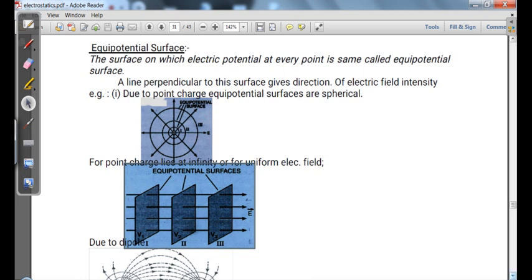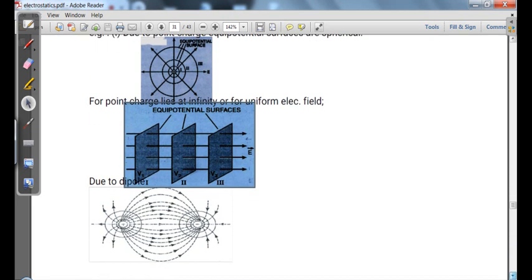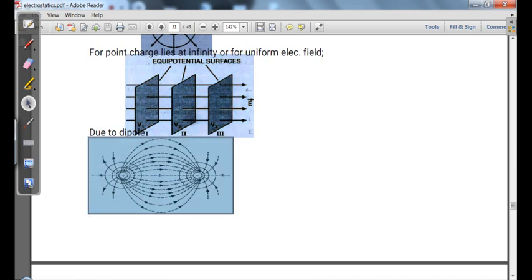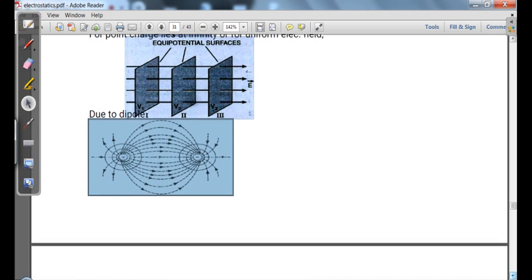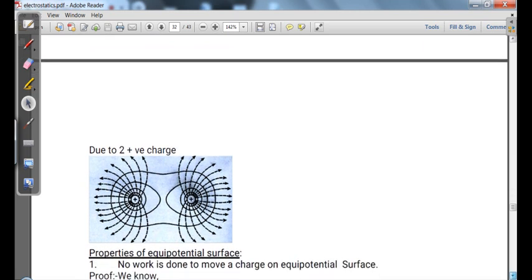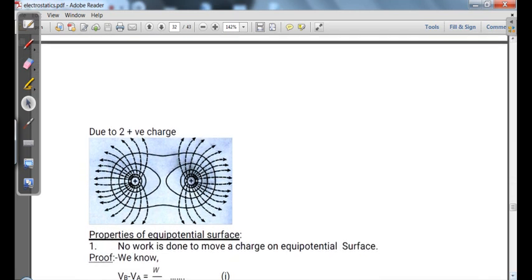Clear? And next one is the equipotential surface for the dipole. You can see that these are spherical in nature. This diagram is a little incomplete. Clear? Next one is due to two similar charges, the equipotential surfaces. The dark lines are equipotential surfaces, and the dotted lines are the electric field intensities.